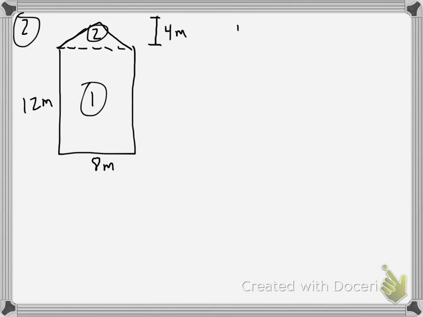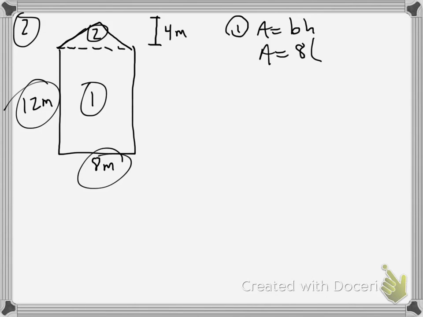So let's get started. So the area of shape number 1, that's our rectangle. So I can put in my formula. Area is equal to base times height. I know my base, that's 8. And I know my height, that's 12. And if I multiply 8 times 12, I get 96. And again, those were meters, so 96 meters squared. That's my area for shape number 1.